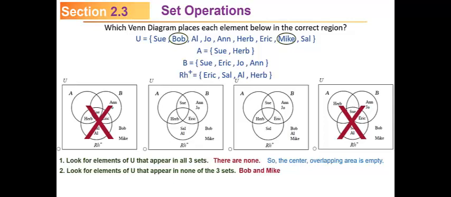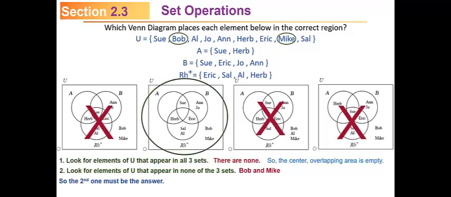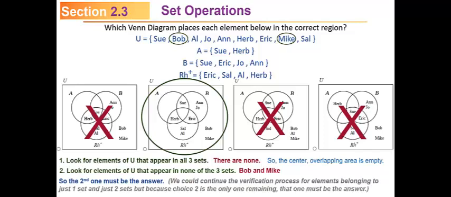So Bob and Mike are the only two that don't appear in any of the three sets, and that knocks out the third choice and leaves you only with the second choice, which shows Bob and Mike outside of all three circles. So that tells you that the second choice must be the answer. Now, if you really wanted to be thorough, you could continue the verification process for elements belonging to just one set and just two sets. But because choice 2 is the only one remaining, unless you've made some silly mistake, that one has to be the answer.